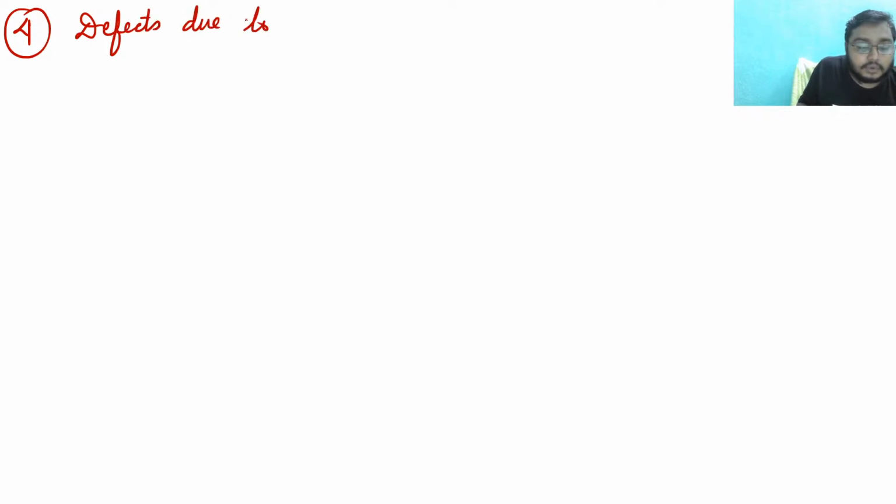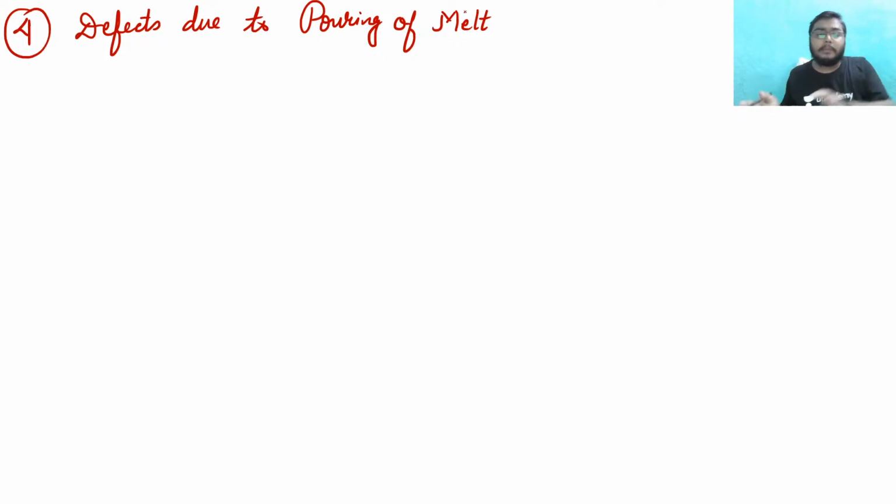Now let us see the next defect. What is the next defect here? The next defect is defects due to pouring of melt. What is this melt? I have already told you, it is molten metal. So this is known as melt.